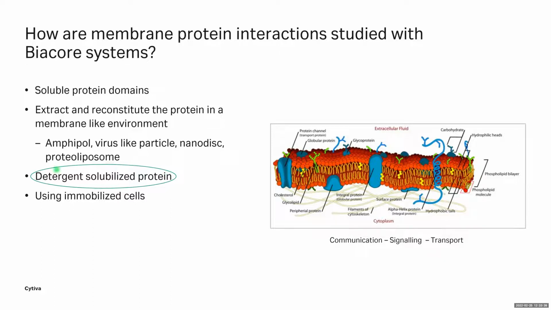This is probably the most common approach. There have even been some examples of working with immobilized cells. And if your binding partners are sufficiently large, protein-protein interactions have been successfully measured with cells as ligands.